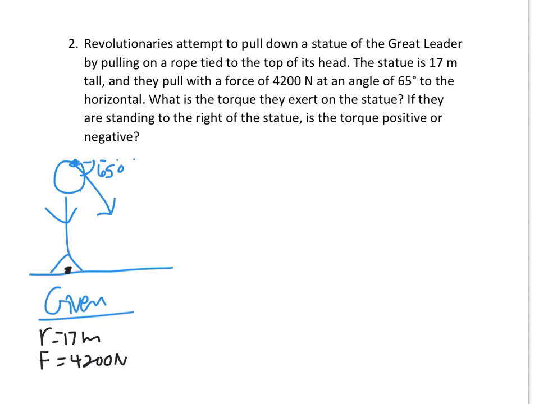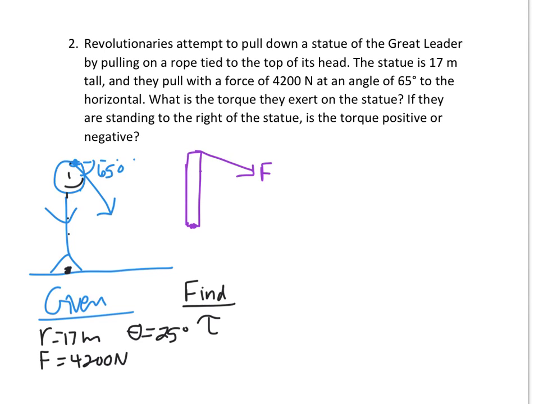The force is 4,200 newtons. And the angle. So remember, it's always the angle between the force and the radius. So looking up here, it wouldn't be 65 degrees. Theta would be 25 degrees. We are looking for torque and whether it's positive or negative. Okay, so let's draw our torque diagram. Let's just assume that this is the statue. It's essentially a line. Here's the pivot. Here's where the force is applied. The angle between the force and the radius is 25 degrees, and we know that our radius is 17 meters.